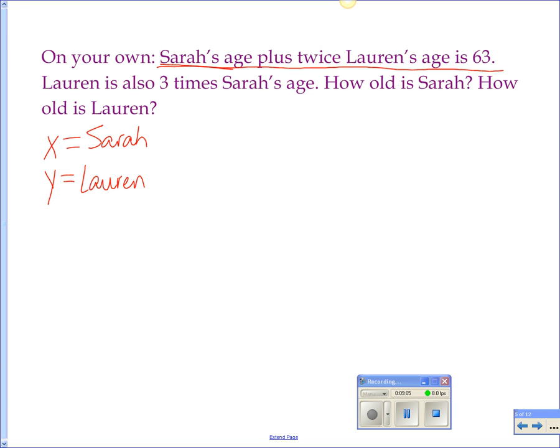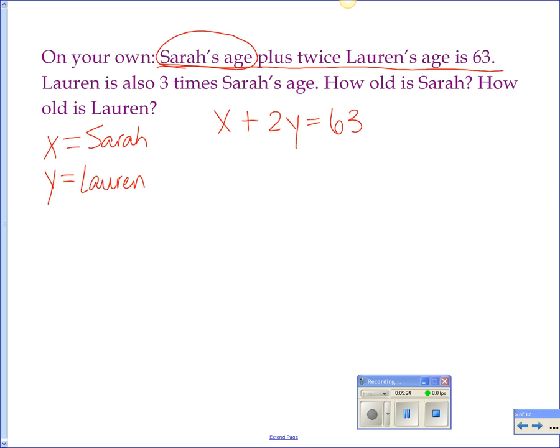All right, Sarah's age. What letter is Sarah's age? Okay. Then what does it say? What do I do for twice? Okay. Raise your hand if you got this first one right. Anybody? X plus 2y equals 63. Good. Okay, so that's your first equation.